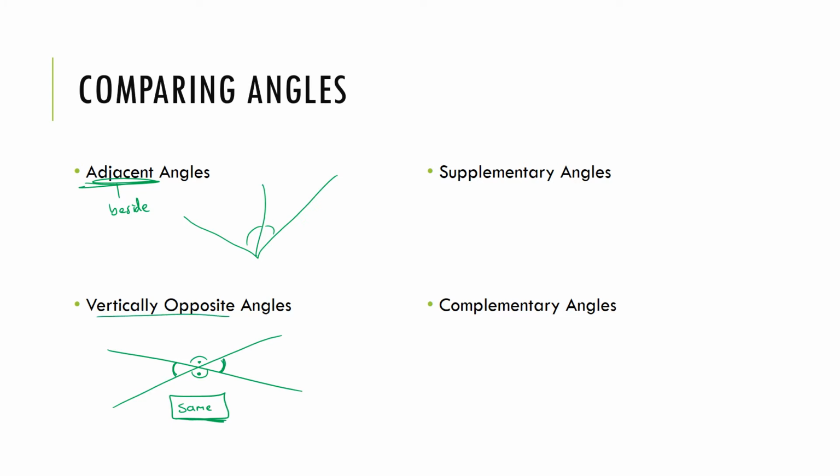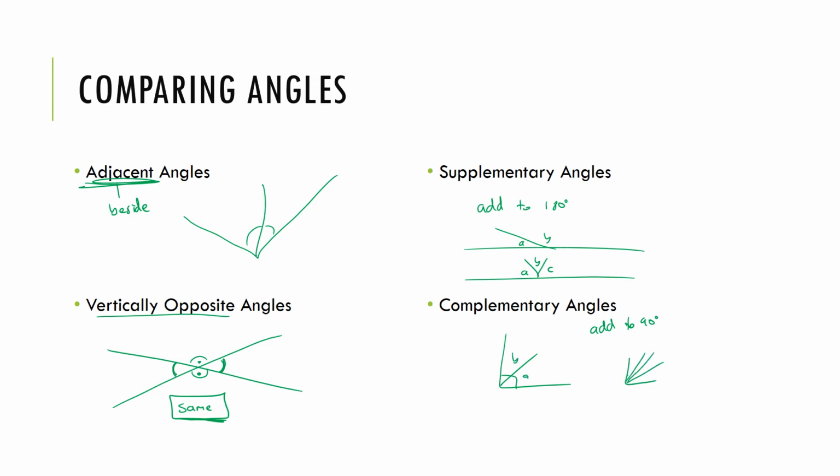Next is supplementary angles. Supplementary angles are going to add to 180 degrees. So let's say we had A and B. These add to 180, so supplementary. Okay, so we had A, B, and C. Here, A, B, and C are supplementary. Finally, complementary angles are angles that add up to 90 degrees, and that's going to be, for example, these two. We could split that even further. As long as they add up to 90 degrees together, you could say that here A, B, C, and D are complementary.